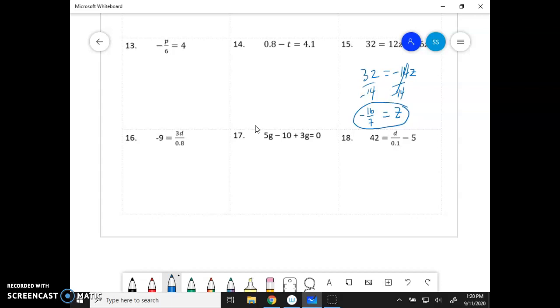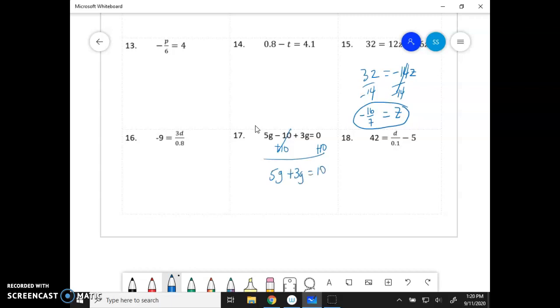Let's look at 17. This is a little bit tricky, right? What we need to do is get the constants on one side and the variable on the other side. So we want to get the variable on one side and then the number without the variable on the other side. What I would do here first is get this negative 10 out of here by adding 10. And if you add 10 to one side of the equal sign, you have to add it to the other side. So now we've got 5g plus 3g is equal to 10.